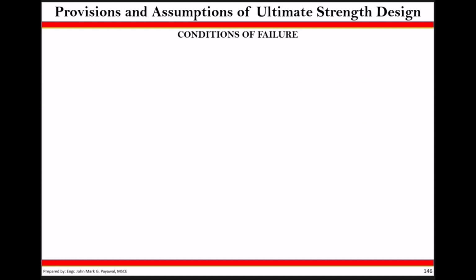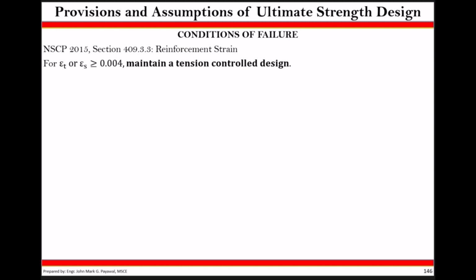Consequently, under conditions of failure, for the reinforcement strain, εt or εs should be greater than or equal to 0.004 to maintain a tension-controlled design. Ibig sabihin, pag nagde-design tayo, we could provide the maximum value of your steel strain to be equal to 0.004. But this is just advanced learning because we are not designing yet. We are analyzing at this stage first.